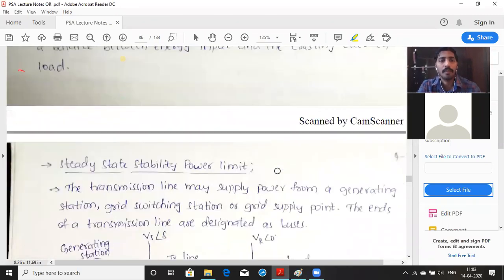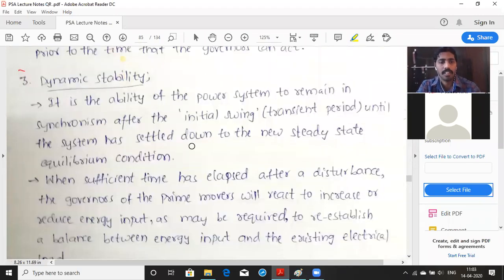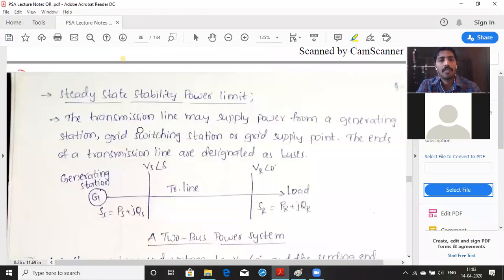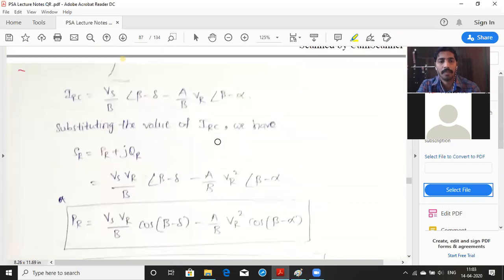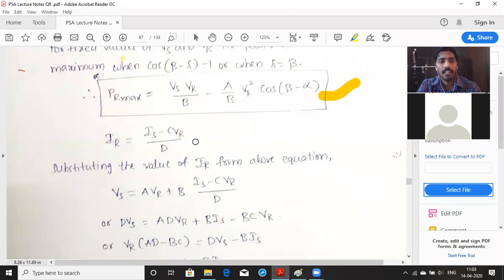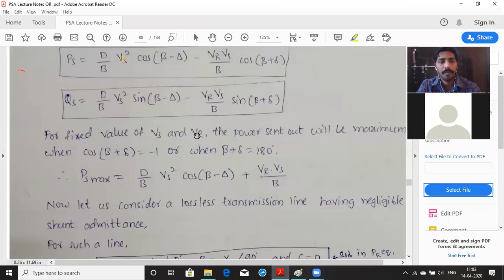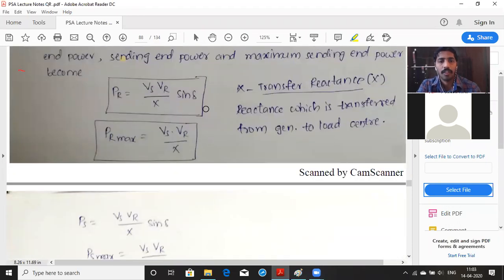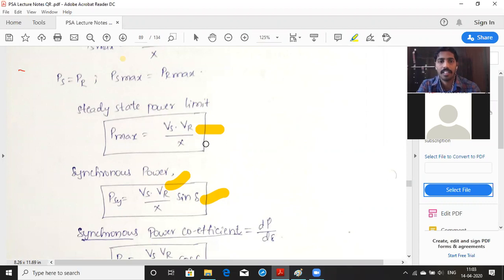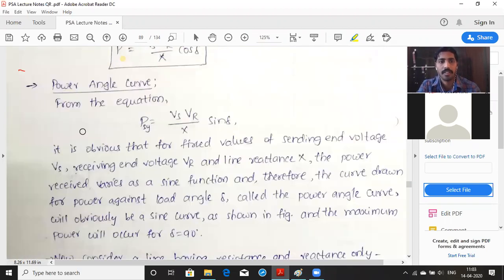So we have started about the steady state power limit. This is actually the 3 definitions. Next, we have started about the steady state power limit, how to find out the value of this P. And so then after we have also done, so that we got this equation. Okay. And then after we have found the steady state power limit, synchronous power and synchronizing power.